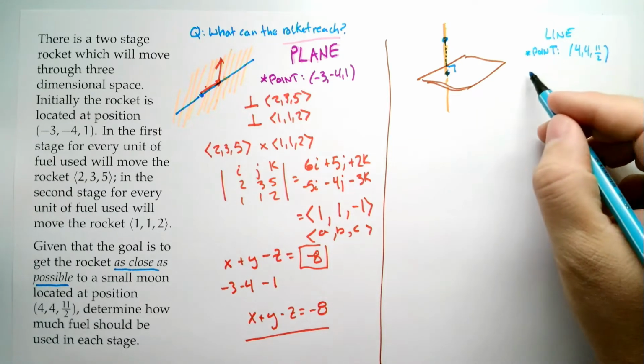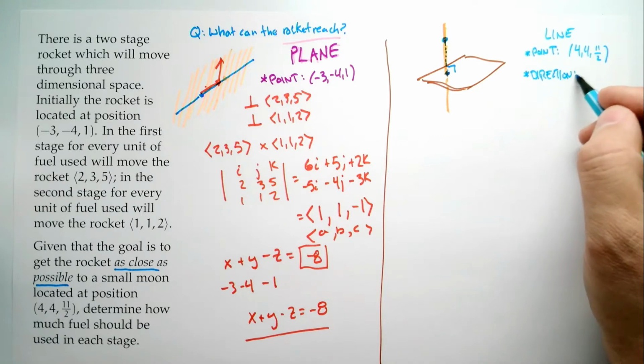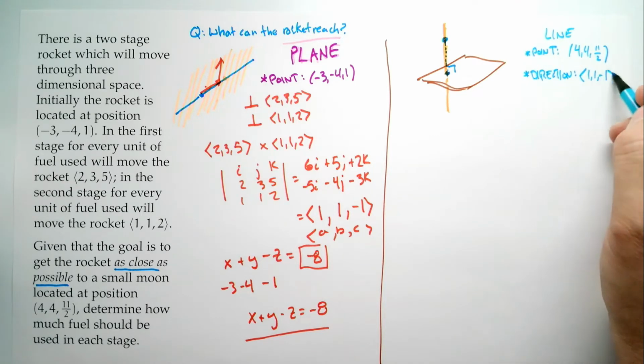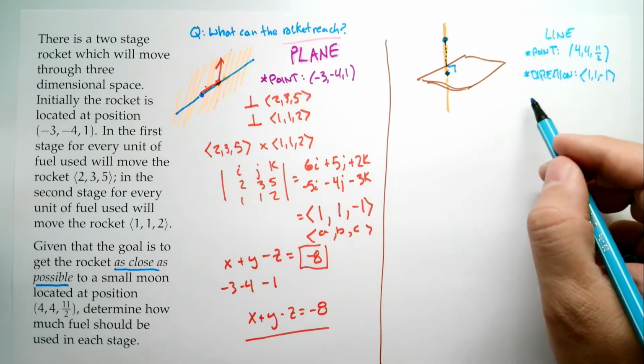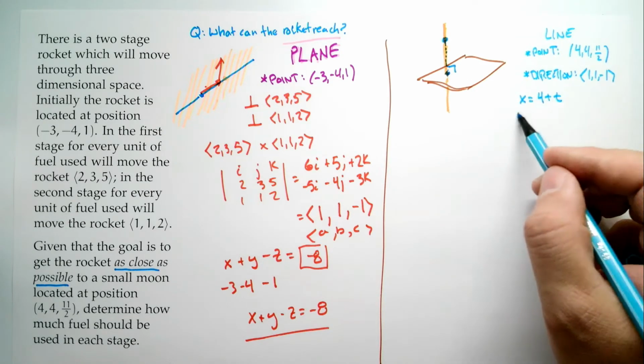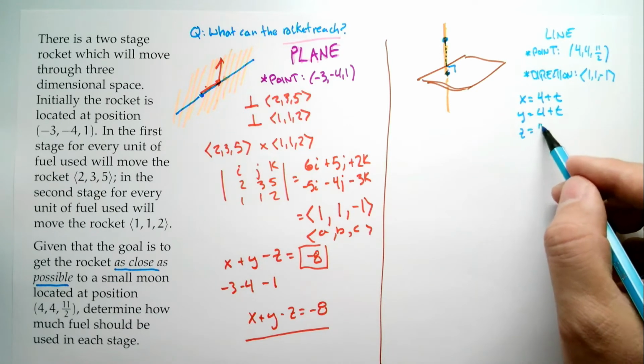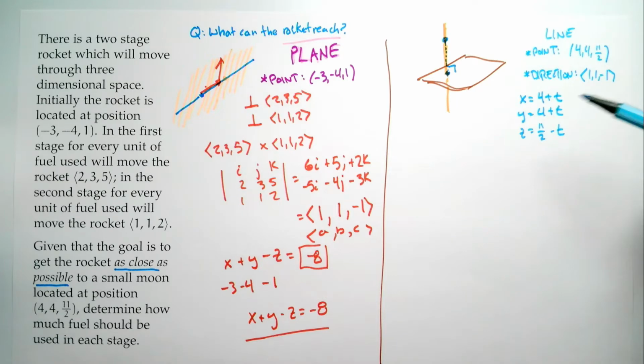So the direction is going to be the vector 1, 1, negative 1. And therefore, I can make this line very quickly. I can say x is 4 plus t, y equals 4 plus t, and z equals 11 halves minus t. The 4, 4, 11 halves coming from the point, and then the coefficients for t, that 1, 1, negative 1, coming from the direction. All right, so I can find that line.